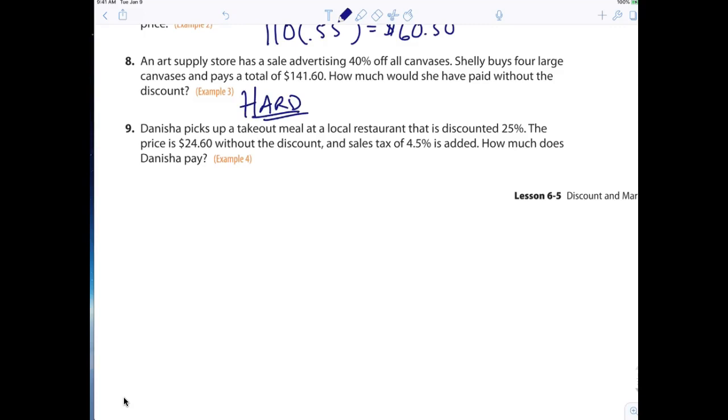Listen to me. Most people do not know how to do this. Most people do not know how to do this. We're trying to find the original price, but we have the what? We have the sale price. You with me? I'm not just multiplying this number by 0.4 and then adding it back in. I'm not doing that. Put your hands down. All right, do you understand the problem here?